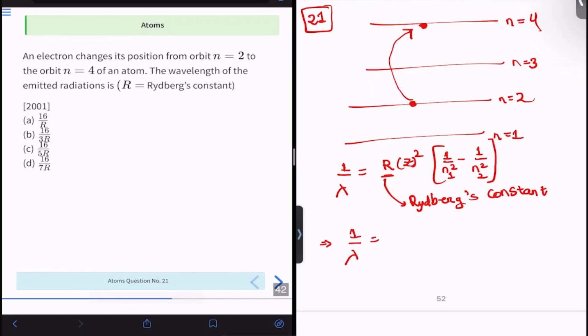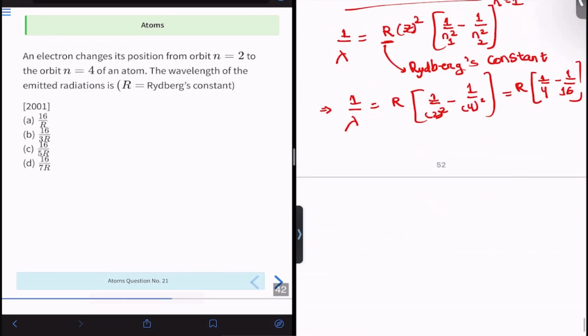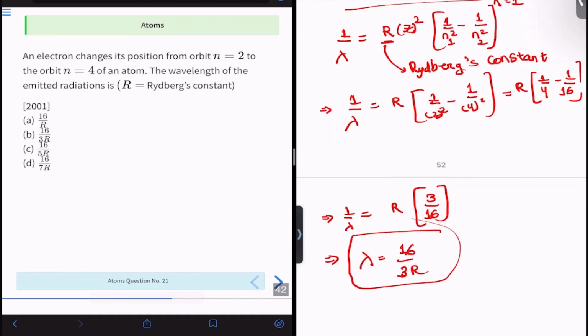1 upon lambda is equal to R into 1 upon 2 square minus 1 upon 4 square, which will be equal to R into 1 upon 4 minus 1 upon 16. If you subtract 1 upon 4 and 1 upon 16, you'll get 1 by lambda is equal to R into 3 upon 16. So the value of lambda will be equal to 16 upon 3R. In which option are you seeing 16 upon 3R? Option number B. Option number B is the correct answer.